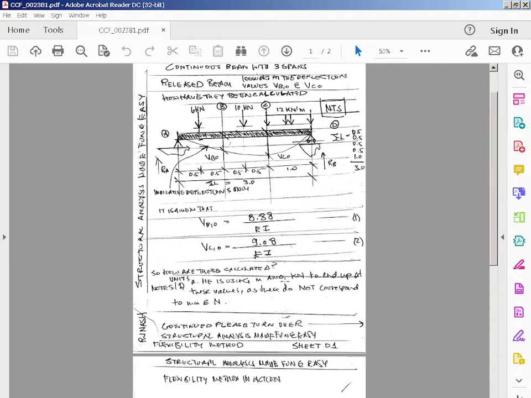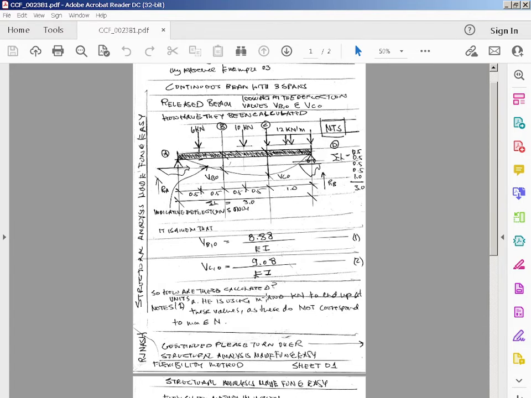So the first thing I realised was that in his deflection he's using the units of kilonewtons and meters, and not newtons and millimeters. Because I tried a few times using newtons and millimeters, and obviously you don't get anything like what he's got.